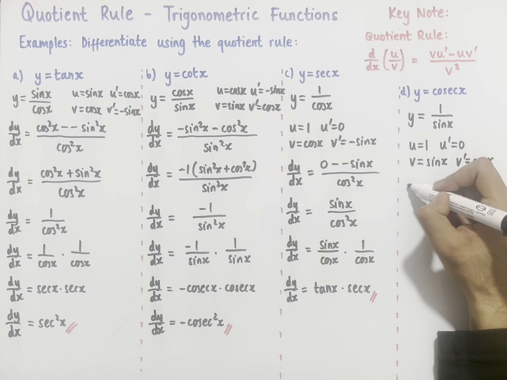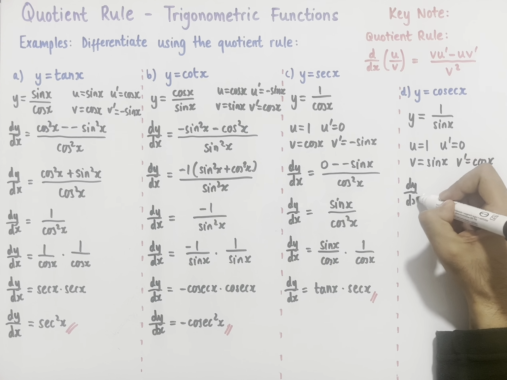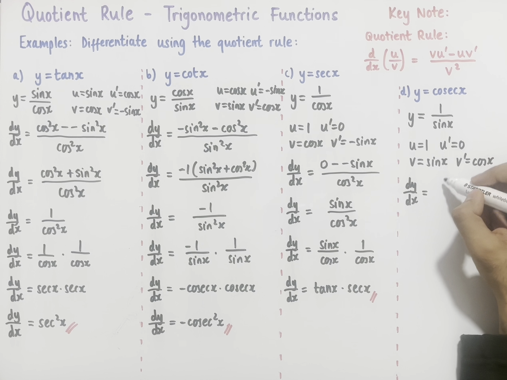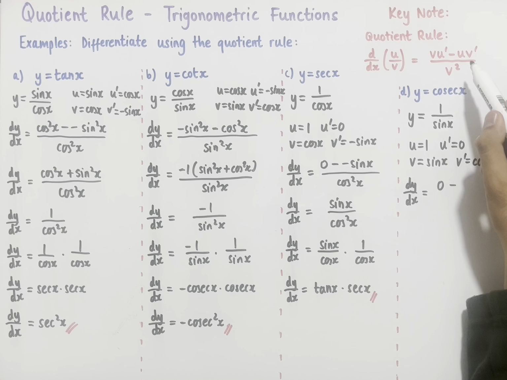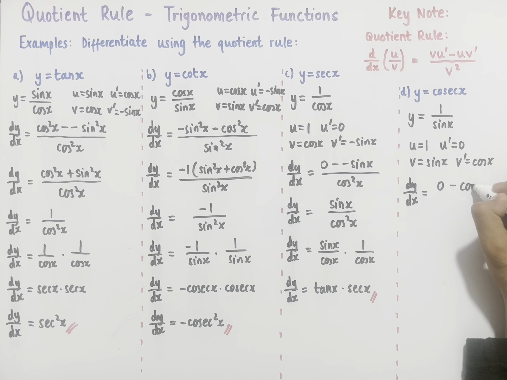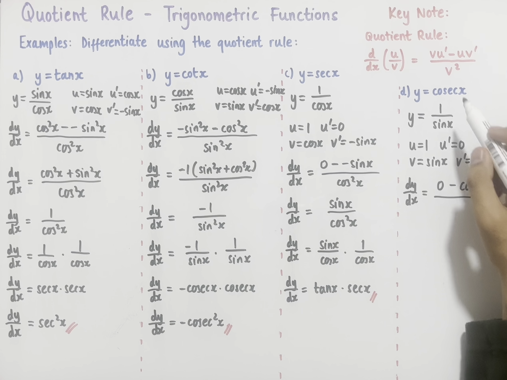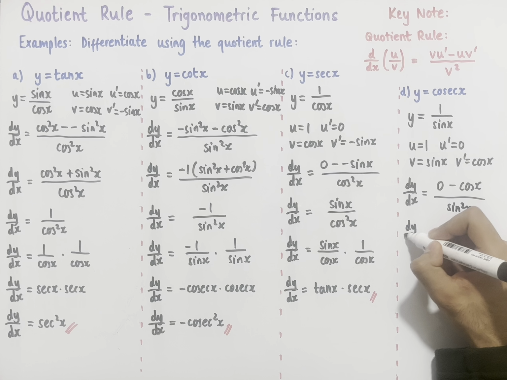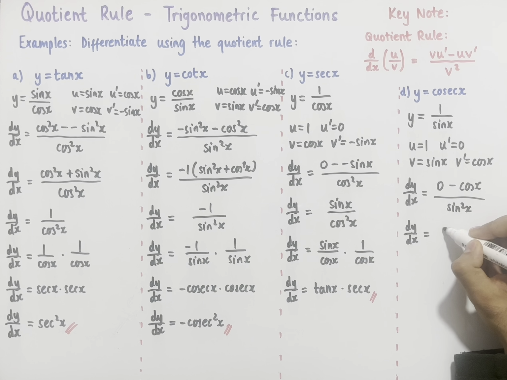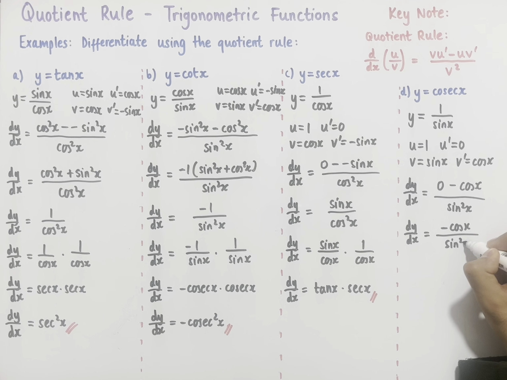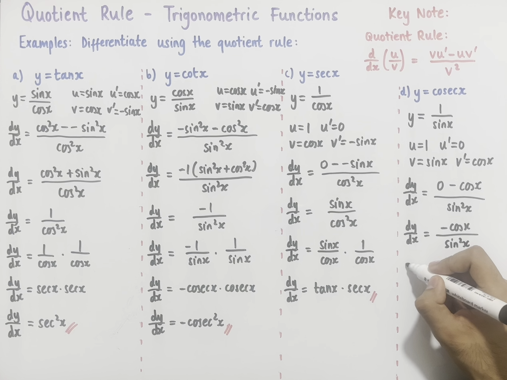So in this case, we're going to get dy over dx equals, so vu dash is going to be sine x times 0, which is 0, minus uv dash, which in this case is 1 times cos x, which is cos x, over v squared. In this case, v is sine x, so v squared is sine squared x. If we simplify this, we end up with dy over dx equals minus cos x over sine squared x. And now we can split this up into the following.